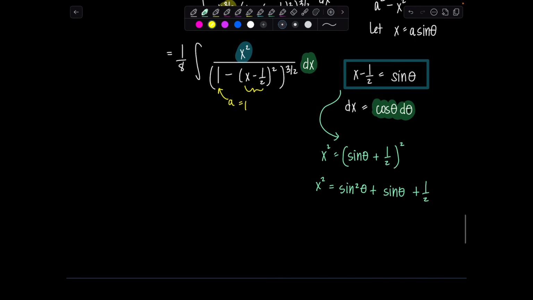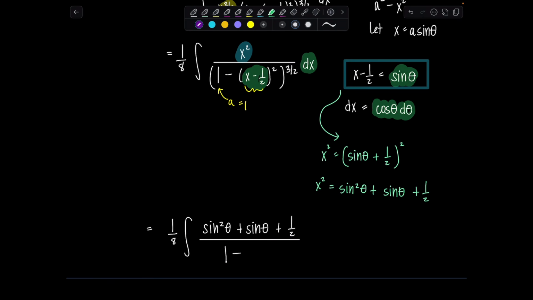All right, beautiful. I think we're ready to rewrite the integral in terms of theta. So we've got this 1/8 hanging out. Our numerator is all of this: sine squared theta plus sine theta plus 1/2. The denominator is now going to be 1 minus, well, what's x minus 1/2? It's sine theta. So this will be sine squared theta. Then this is all raised to the 3/2. And what's dx? Cosine theta d theta.